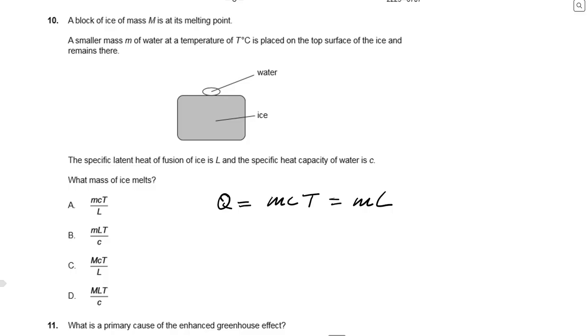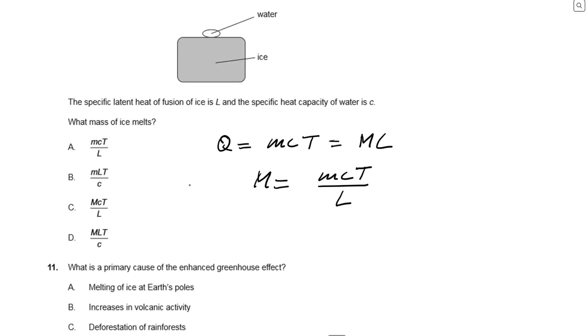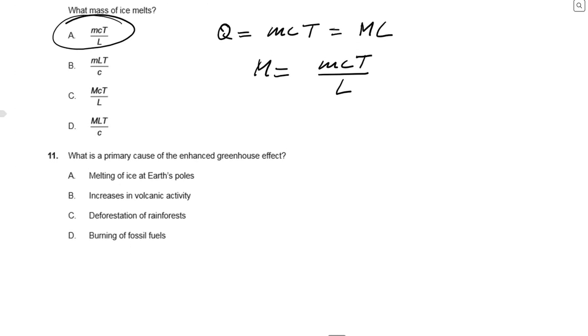And so all we have now is, we need to understand that there's a difference between these two, right? So ML, okay, and so mass of ice. So M is equal to mcT over big L. Sorry, L, right? Yeah. Okay. So this only looks like A, so that's our best answer.